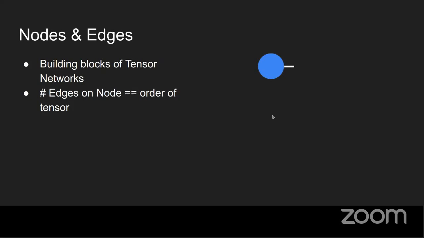So in this case, let me get a pointer open. What I have is a tensor with a single leg coming out of it. And so this type of node with just one edge would represent what you would normally call a vector. So a matrix is going to be a node with 2 legs coming out of it. A scalar is just a node with no legs coming out of it.